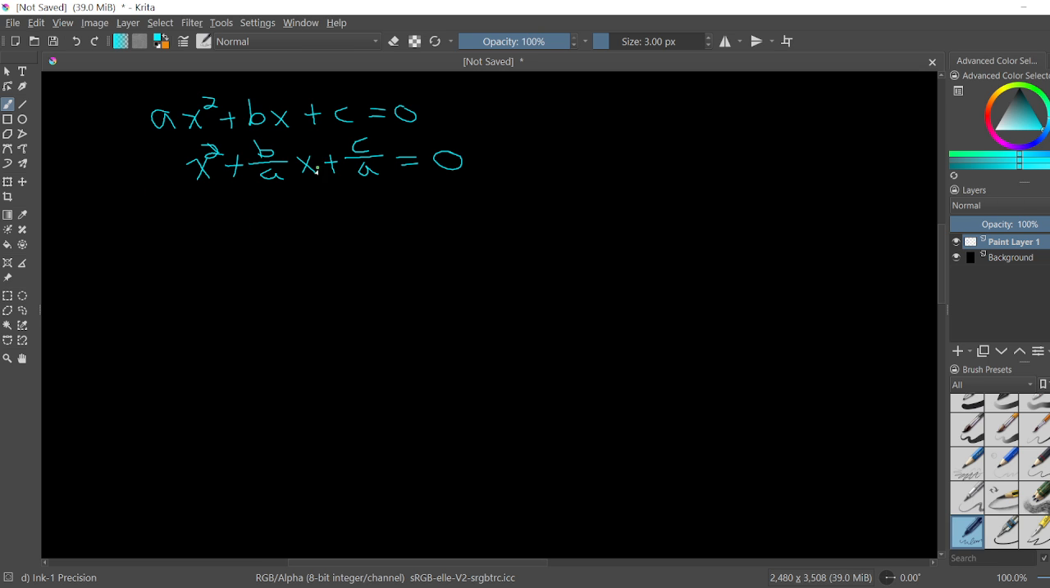And I'm going to focus on getting x on its own, so I'm going to subtract c over a from this side. Well, because this is squared, I'm going to use a process called completing the square. So a perfect square would have this form.